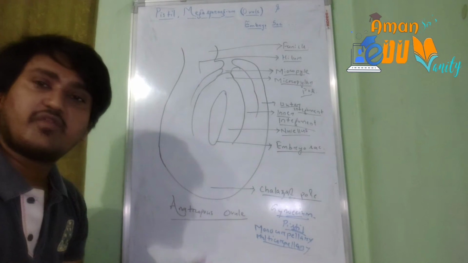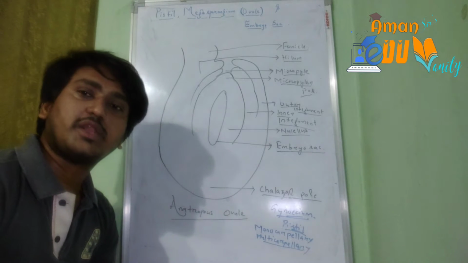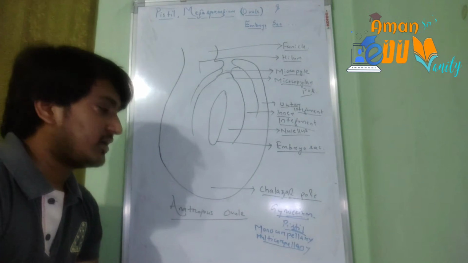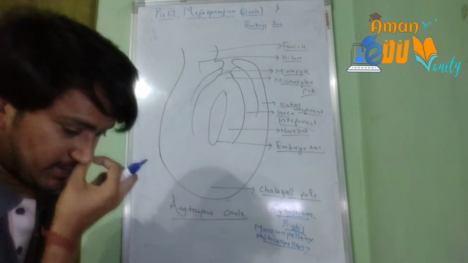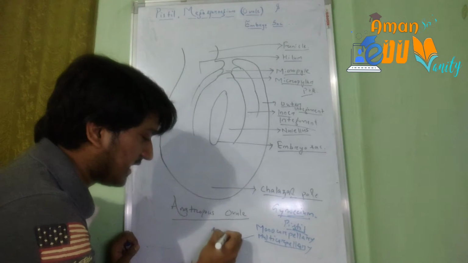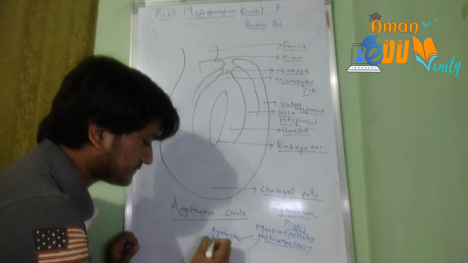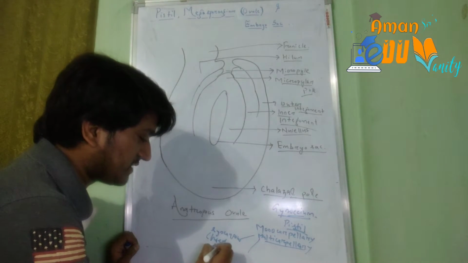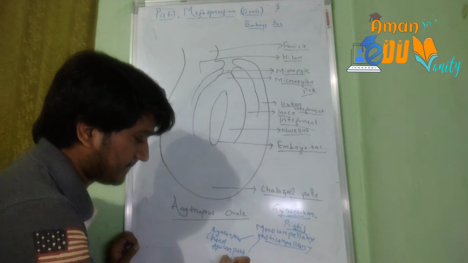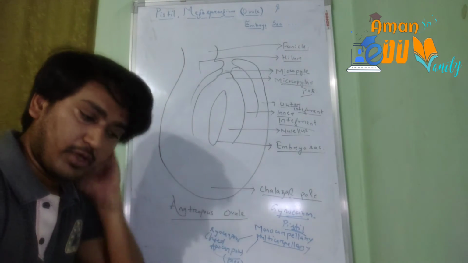If there is more than one pistil present, then they may be attached to each other or they may be free in state. That's called syncarpous or apocarpous. If they are fused together, then they are called syncarpous, and if they are free, then it is called apocarpous. So this is syncarpous and apocarpous.